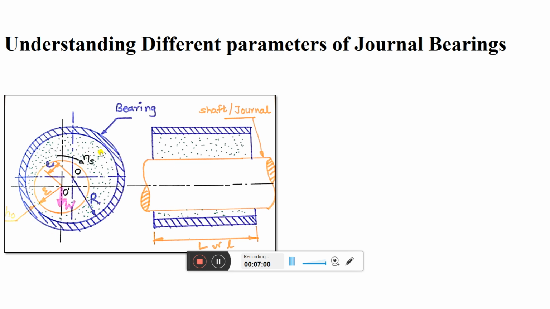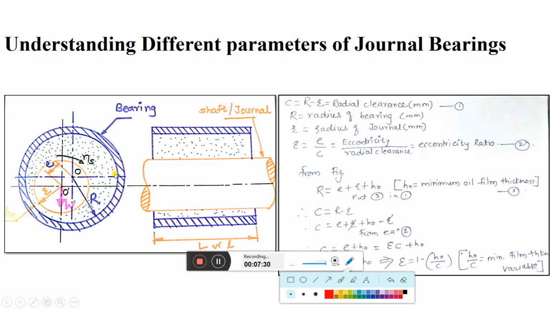ns is the speed of the journal in rps, that is revolutions per second, not in rpm, revolutions per minute. It is not in rpm, that's why it is ns. I will show you this. ns is nothing but revolutions per second. Fine. So you can see now shaft and journal, and L is the length of the bearing itself.